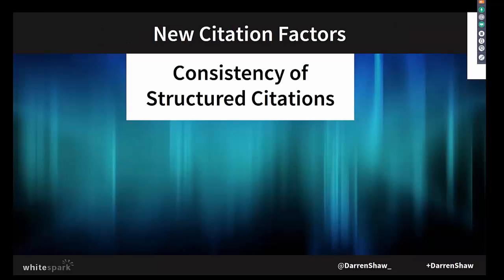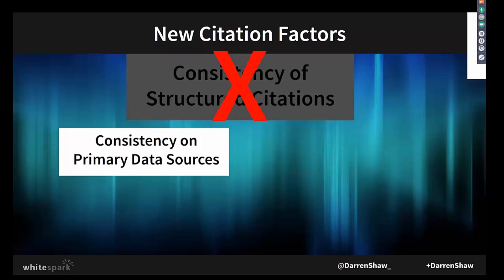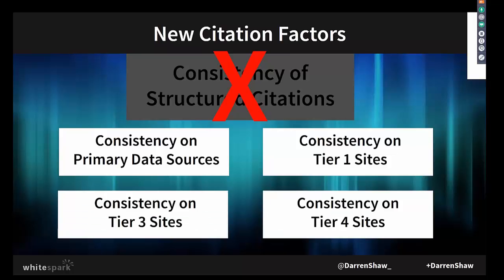All right, so I added some new citation factors. I want to talk about these citation factors. Before, we used to have one factor called consistency of structured citations, and this was an important factor. Everyone knew it's important to have your citations consistent across the web, but there are nuances to this, so I wanted to break it down a little further. The big question is, how far do you have to go? So I got rid of that as a single factor, and I broke it into 4 other factors.